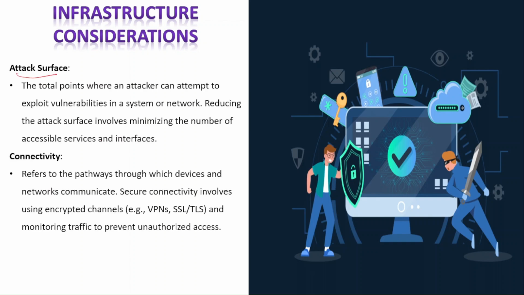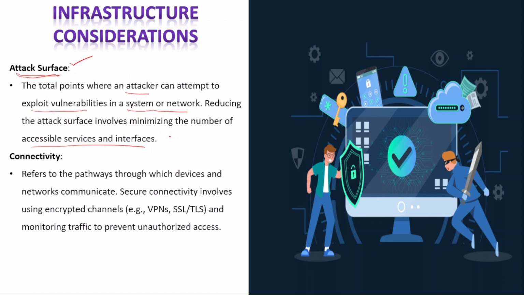Another concept is the attack surface. We have already studied this, I think, in domain 2, and it is the total points where an attacker can attempt to exploit vulnerabilities in a system or a network. Reducing the attack surface involves minimizing the number of accessible services and interfaces. So, as the name indicates, it is basically the total number of paths or ways where an attacker can exploit your systems. So, how to reduce?